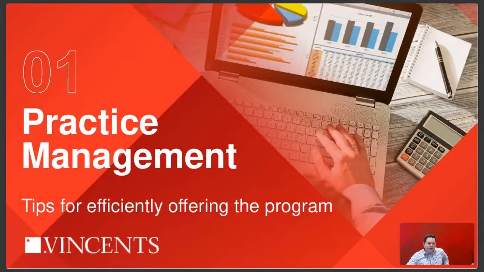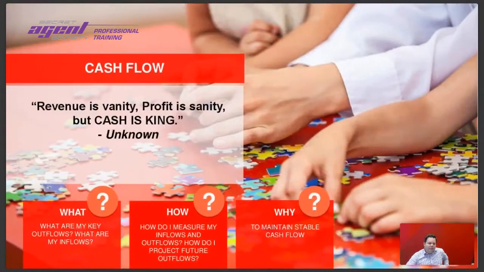So we'll go into the first bit, which is about practice management. So some tips in efficiently operating the program. It's an unknown saying, but revenue is vanity, profit is sanity, but cash is king. So for you guys, it's not so much the profit that is important. It's making sure that the cash flow is stable enough to support the program and doesn't have an impact on what you do outside of the program.